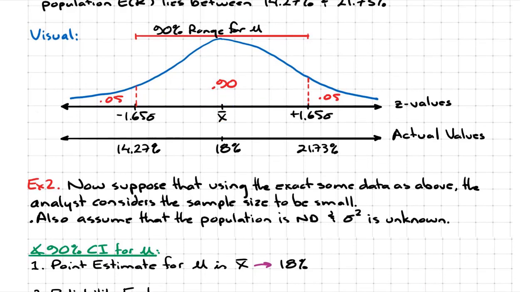So if it's a Z distribution, we know these rules of thumb. But if it's a T distribution, we need to go find out what these goalposts are. So we're gonna have to look for the T critical values. That's what they're called.